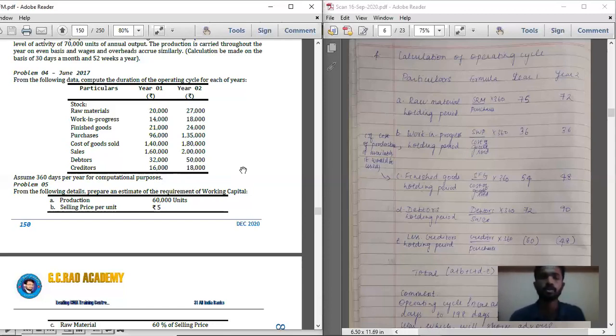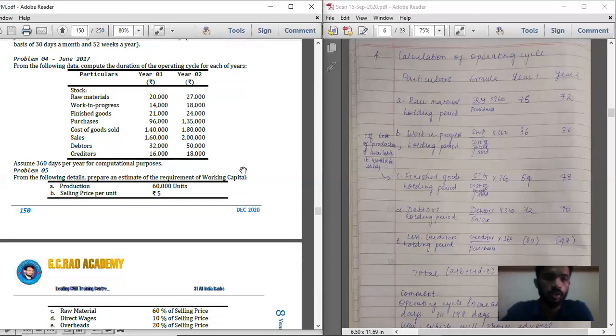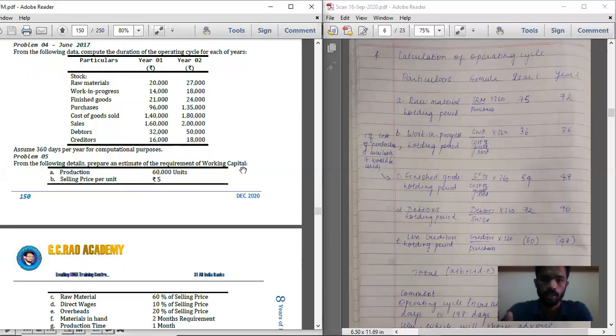In the same way with debtors, if you are collecting debtors within a short span of time, that is a benefit for you. But if you are lagging on your debtors period, then it is going to affect your business. So here we should calculate the holding period for raw material, work in progress, finished goods, debtors and creditors, all the 5 points.